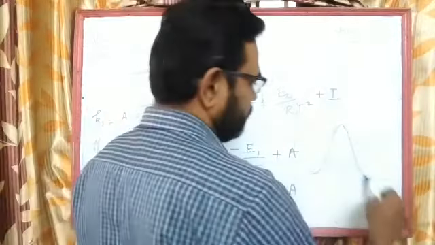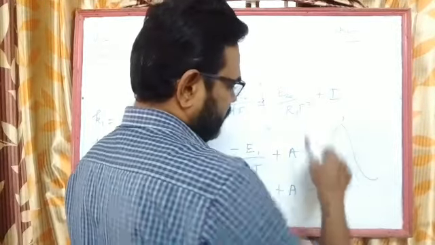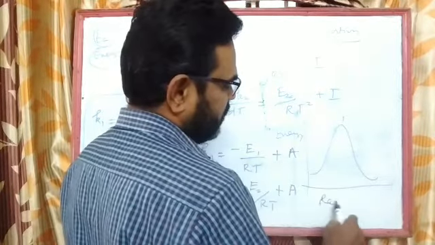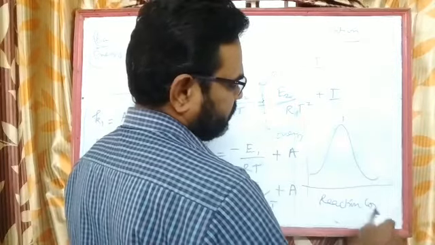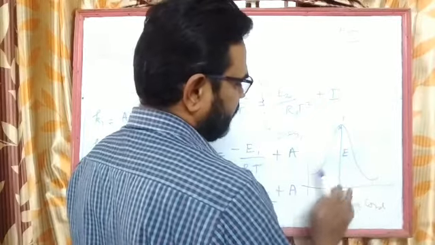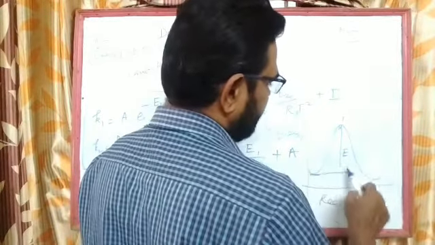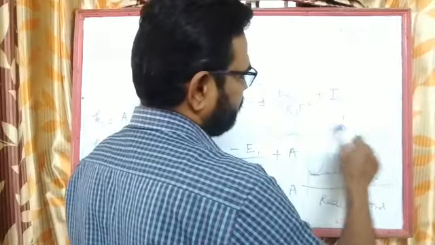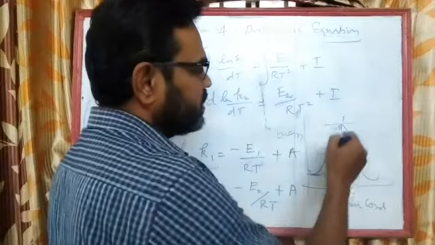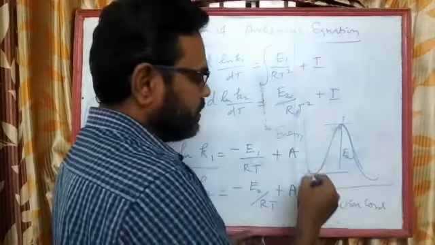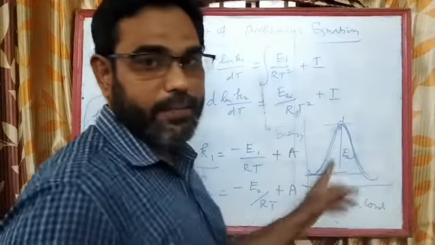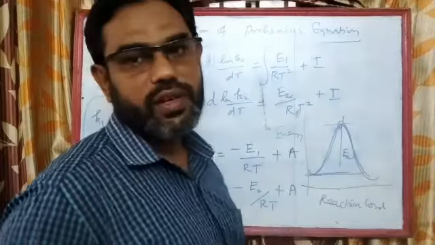If you draw an energy diagram and a reaction coordinate, the energy difference between the reactants and the maximum is called energy of activation. Only those molecules which cross this energy barrier are said to possess this minimum energy EA. So this minimum energy is called energy of activation.